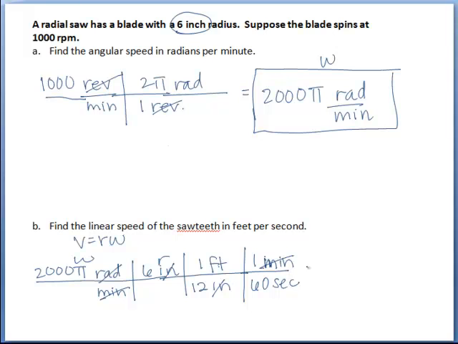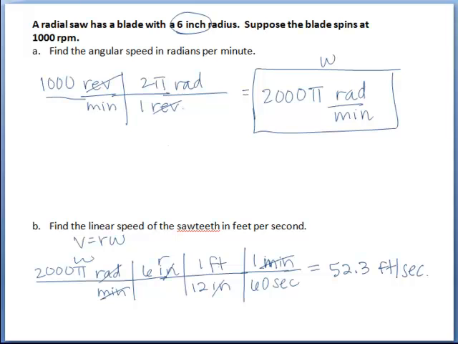So all we have to do at this point is plug it all into our calculator. We plug in 2,000 times pi times 6 divided by 12 divided by 60. And if you plug all that in correctly, you should get 2.09 feet per second. No, I'm sorry, that's wrong. You should get 52.3 feet per second. Remember, when you're doing analysis like this, you multiply everything in the top, you divide everything in the bottom. It's real simple. 2,000 times pi times 6 divided by 12 divided by 60.